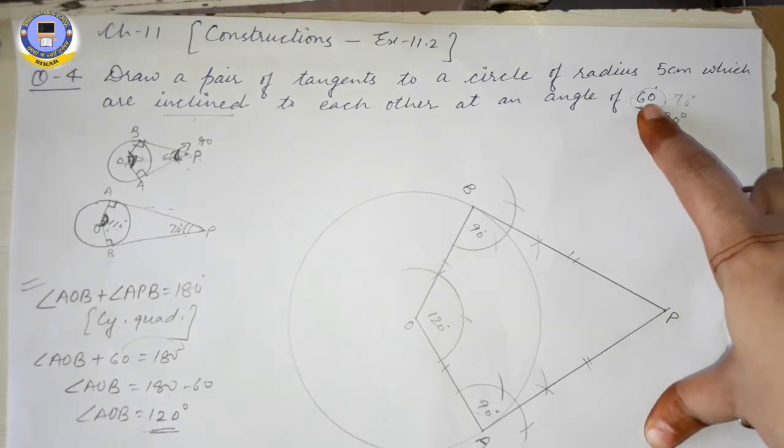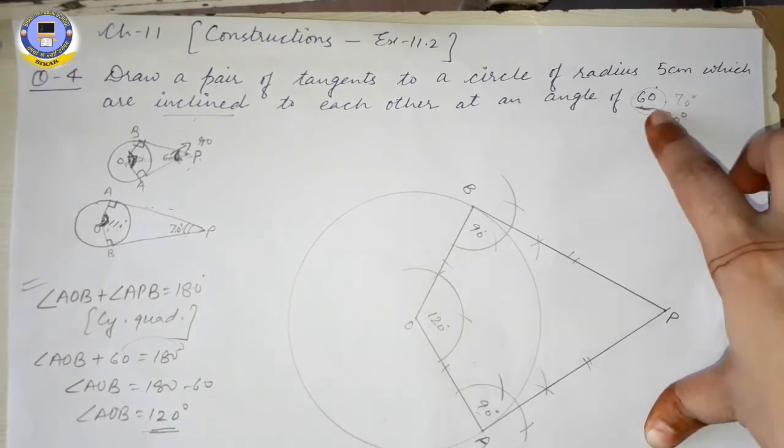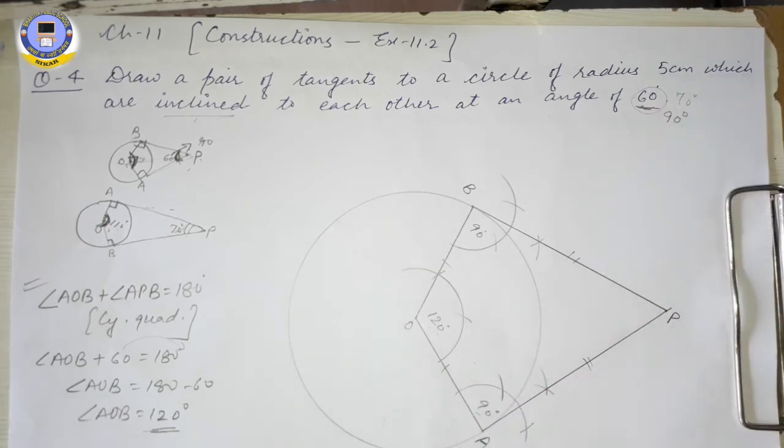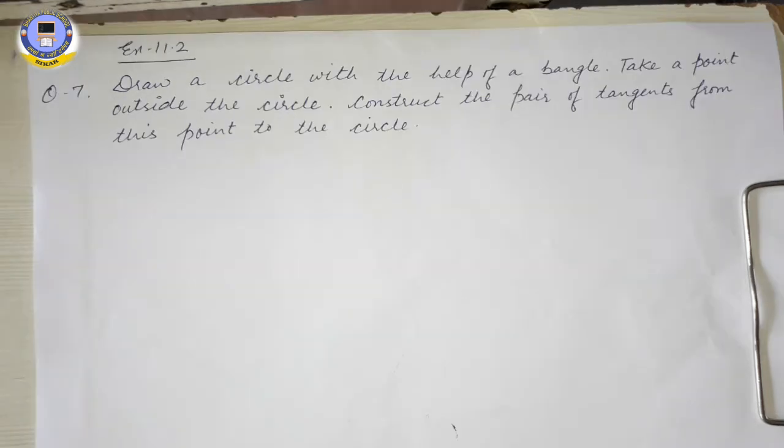Okay. So in this way you can get any angle. Both the tangents are inclined to each other at any angle. Any angle can come. Accordingly you have to frame angle at center. So it is not at all difficult, 10th class. You can do it. Okay.